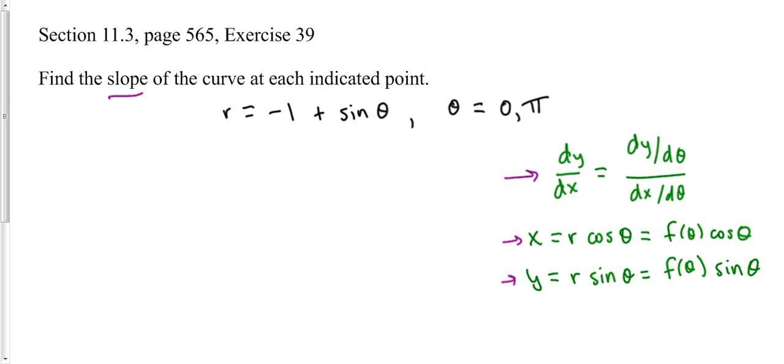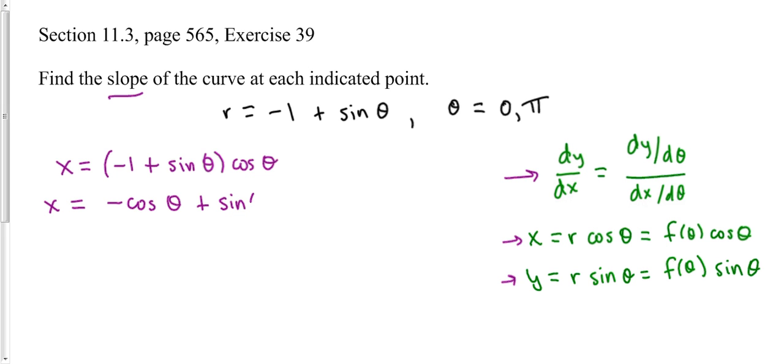So we can substitute in and figure out what x and y are, and then we can figure out what their derivatives are. So x is going to be equal to (-1 plus sine theta) times cosine theta. And if we distribute that cosine theta, we're going to have negative cosine theta plus sine theta cosine theta. And now we're ready to take the derivative.